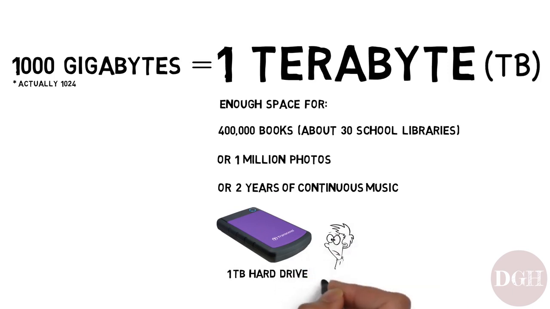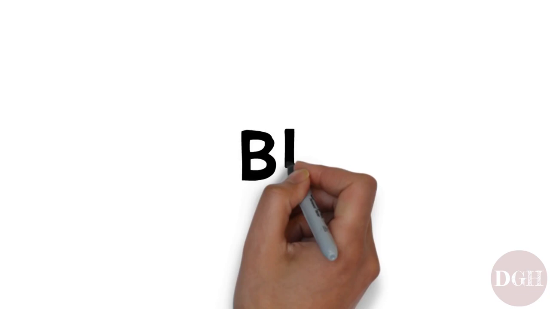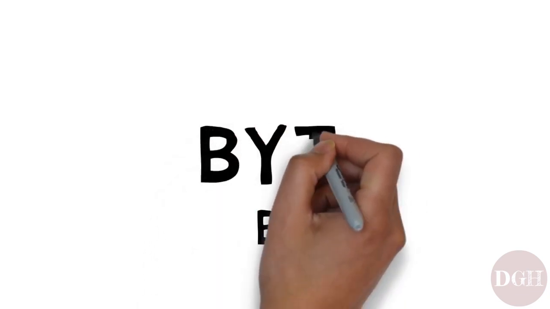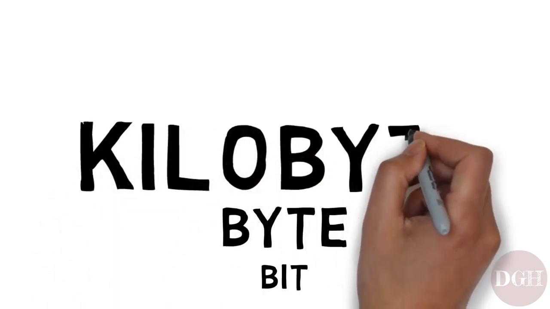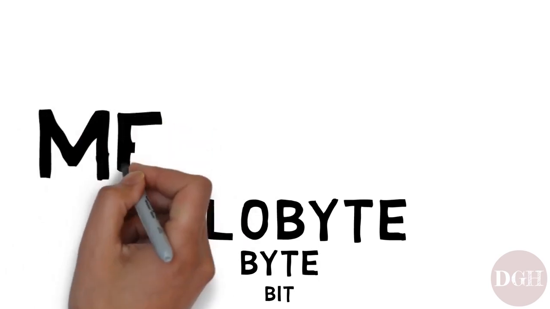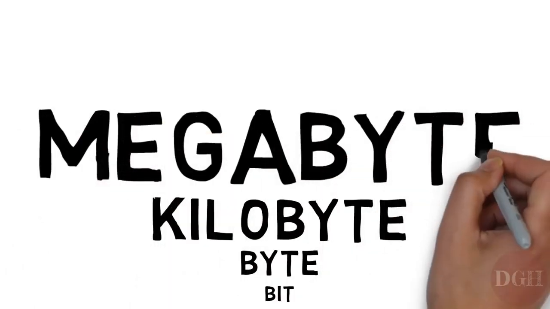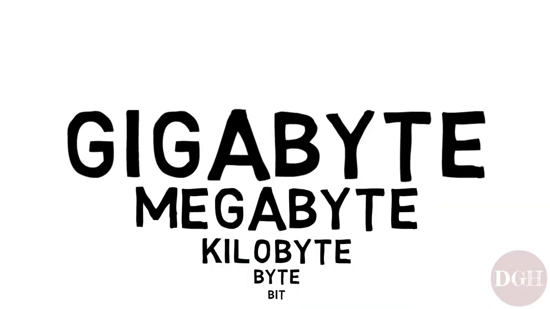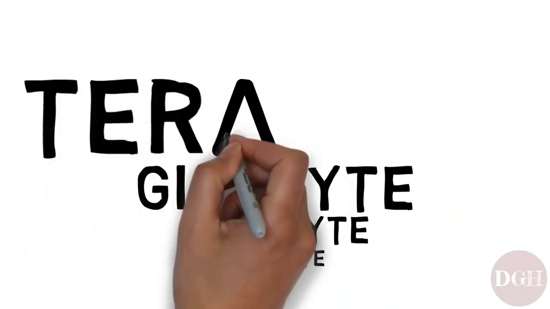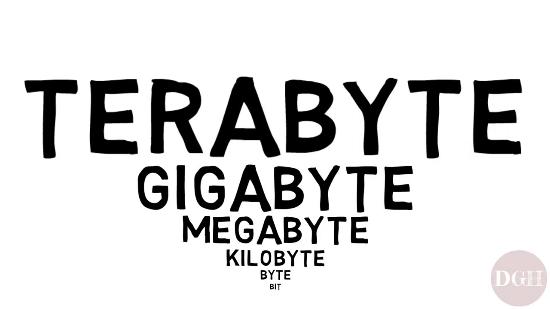Yes, it's pretty amazing. So, to recap, we talked about bits, how there are 8 bits in 1 byte, how there are 1,000 bytes in 1 kilobyte, and 1,000 kilobytes in 1 megabyte, and 1,000 megabytes in 1 gigabyte, and 1,000 gigabytes in 1 terabyte. I hope you've enjoyed this video and that you have a better understanding of digital storage terminology.